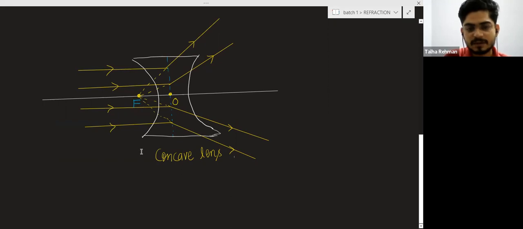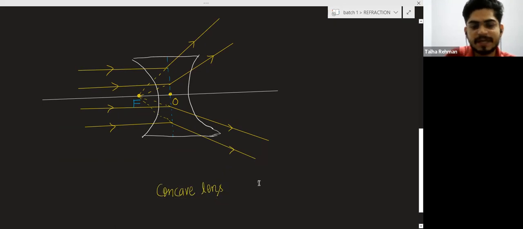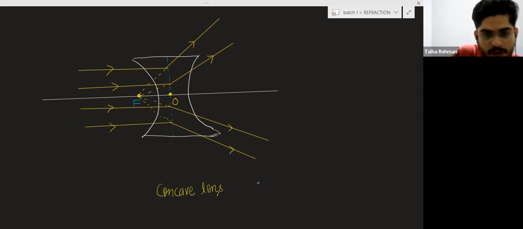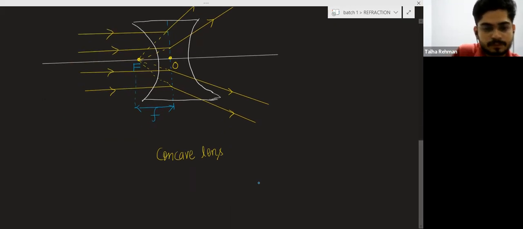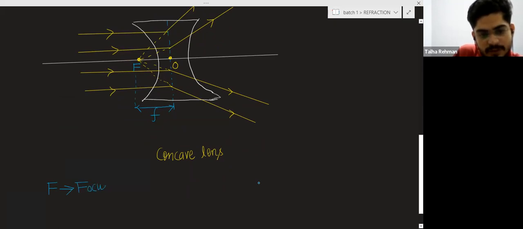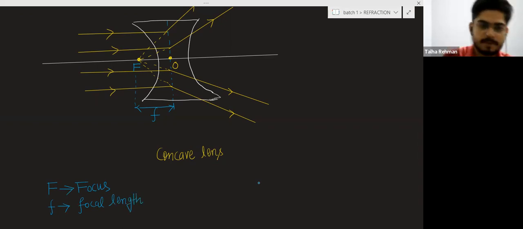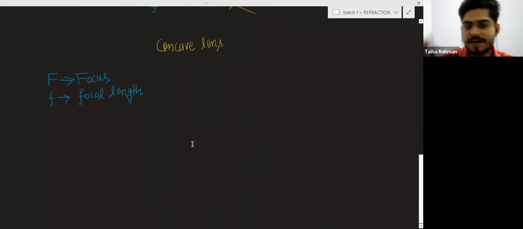And what is the focal length? Focal length is always the distance between the optical center and the focus. So if this is the focus, this distance is the focal length, small f. Capital F is the focus, and small f is the focal length. Okay, so I am writing the definition now.